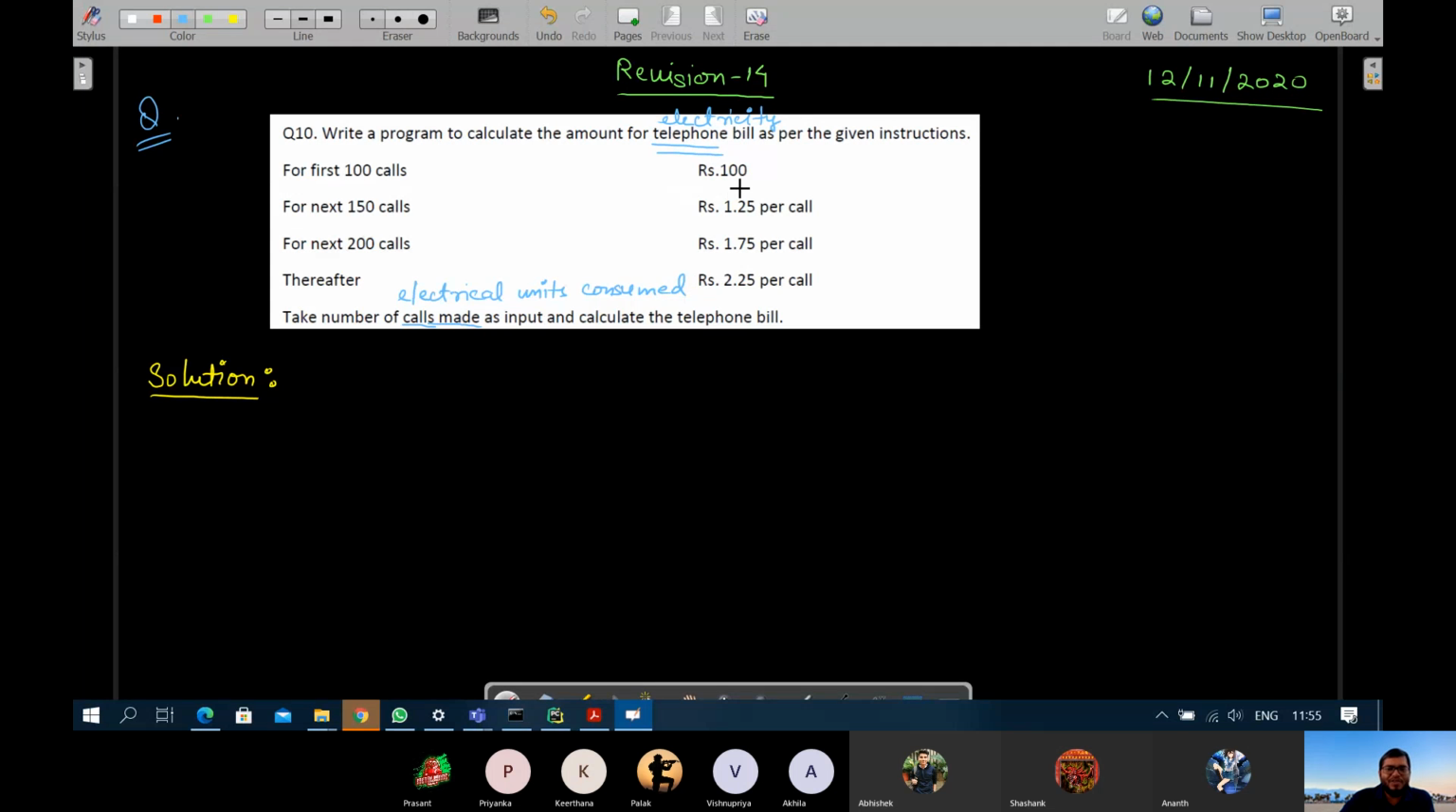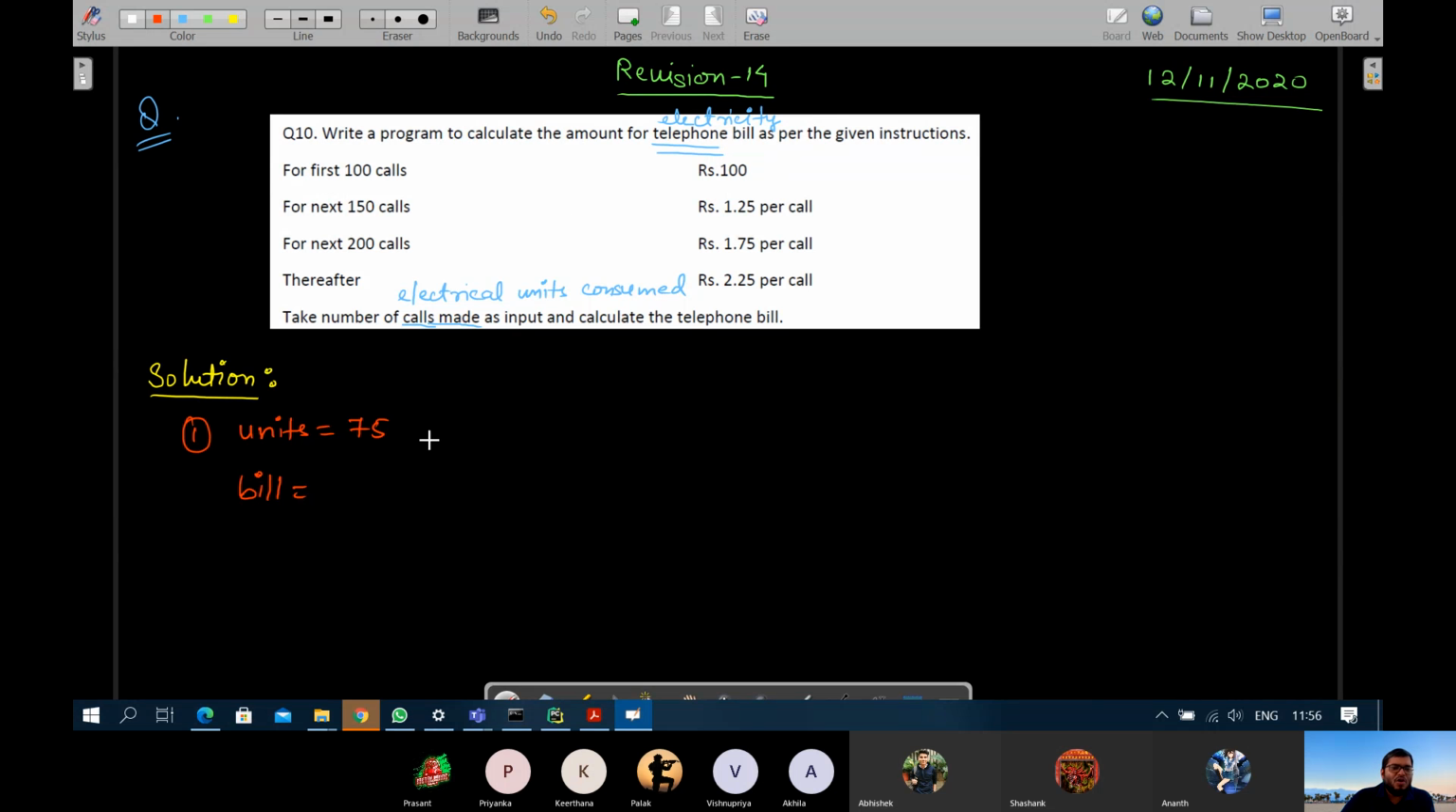So I will take a few scenarios. Case 1, when the number of electrical units consumed or number of phone calls made is equal to 75. In that case, what will be your bill? You can see for the first 100 calls you have to pay rupees 100.